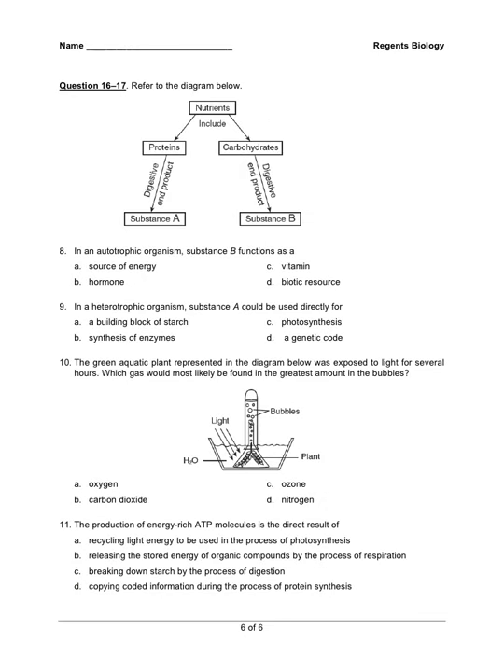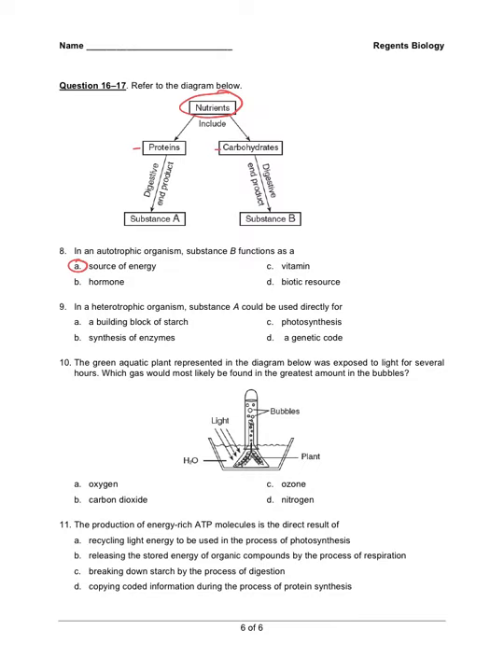Number 8 says, in an autotrophic organism, substance B functions as a blank. So we're looking at these different nutrients, and our options are either protein or carbohydrates. The end product of carbohydrates is substance B. Since carbohydrates are typically the energy source, the answer to number 8 is A.